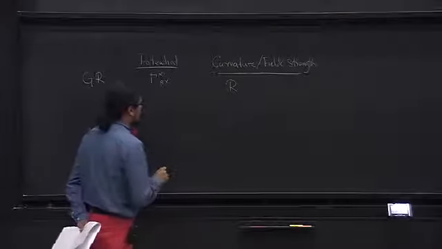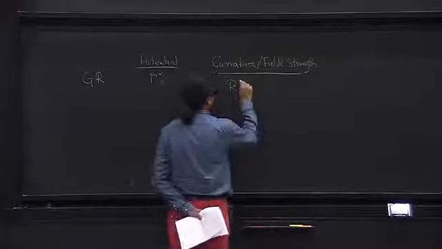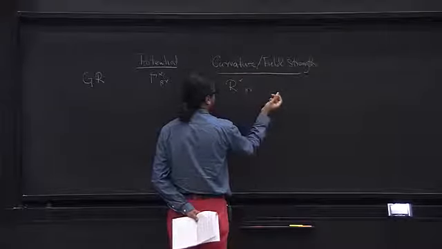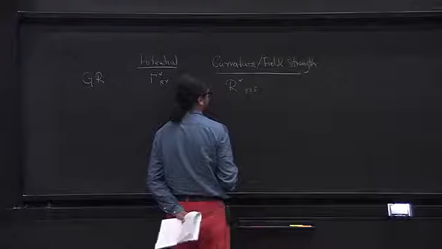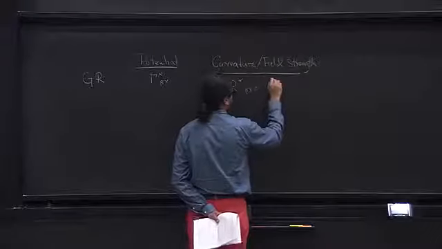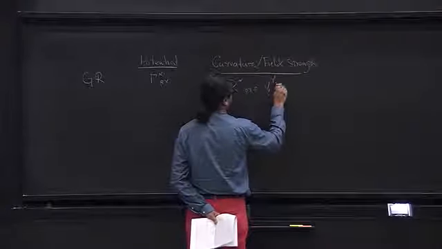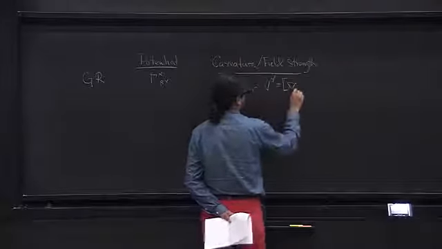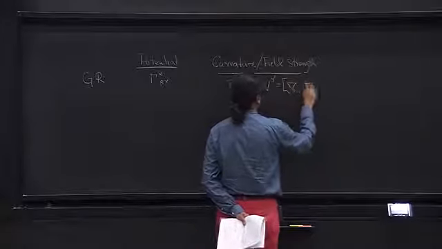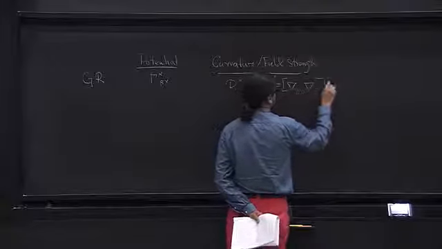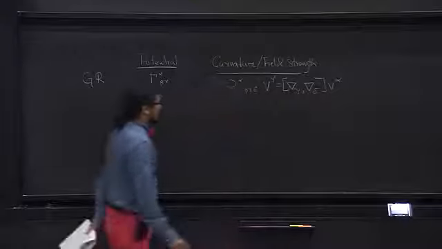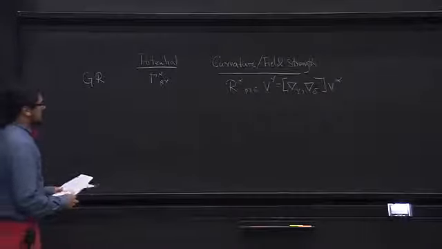That is the Riemann tensor. And the Riemann tensor is given by something like the commutator of 2 covariant derivatives acting on some vector, right? This is the famous Ricci identity.